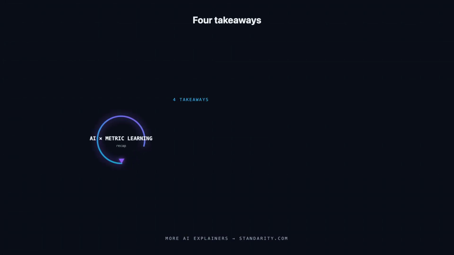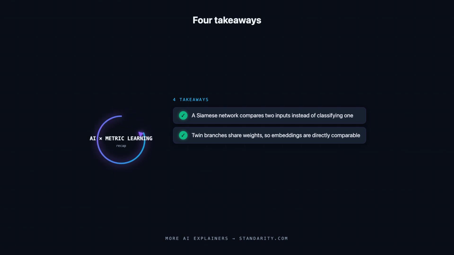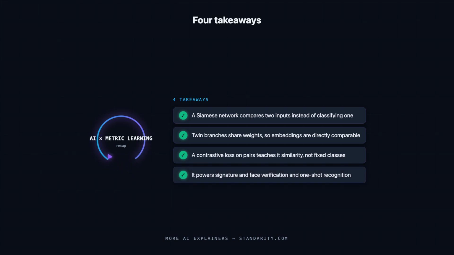Let me wrap this up with 4 things to remember. A Siamese network compares two inputs and outputs how similar they are, rather than classifying one input. Its twin branches share weights, mapping both inputs into the same space, so their embeddings are directly comparable. Trained on pairs with a contrastive loss, it learns similarity itself rather than a fixed list of classes, which is exactly why it handles brand new classes so gracefully. That design powers signature and face verification, duplicate detection, and recognizing a class from a single example.